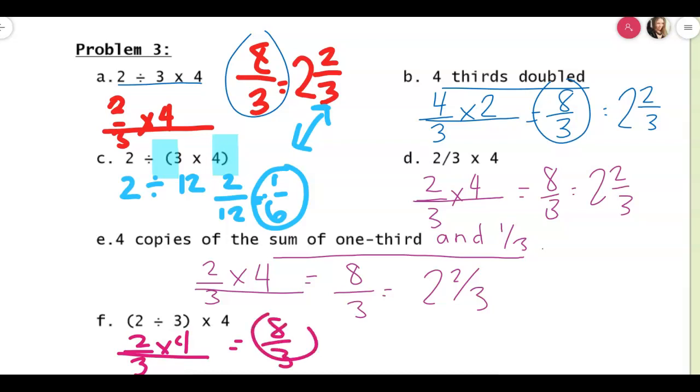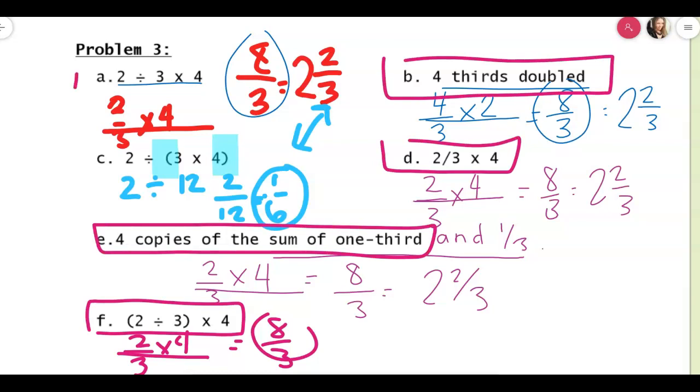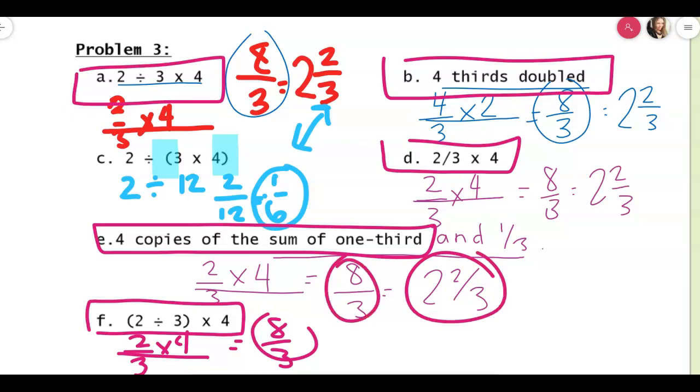So you can see in all these ways, F, E, D, B, and A, those are all the same ways of expressing 2 2/3 or 8/3. C, we had a little bit of a problem because somebody added some parentheses there and it changed.